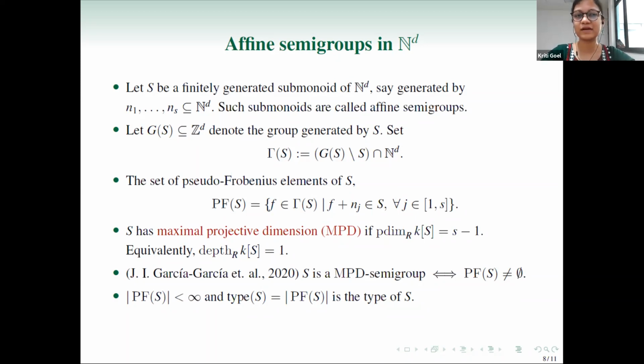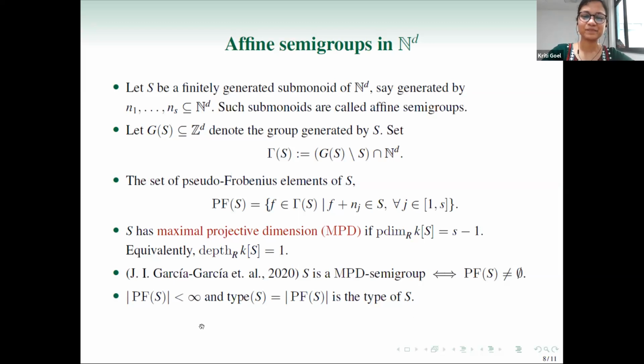Over the set of natural numbers, our semigroup rings were always Cohen-Macaulay because they were dimension 1 and they were domains. But if we are imposing the condition of S being an MPD semigroup in high dimensional spaces, this condition is equivalent to saying that the depth of the ring is 1. In particular, if your dimension D is bigger than or equal to 2, these rings will never be Cohen-Macaulay. So this Cohen-Macaulay property is something that we will lose once we impose the condition of MPD, but we do have existence of pseudo-Frobenius elements, and then one can dig in more and establish connections.